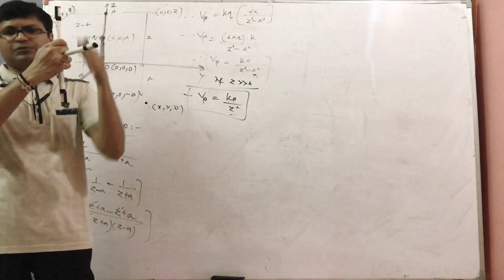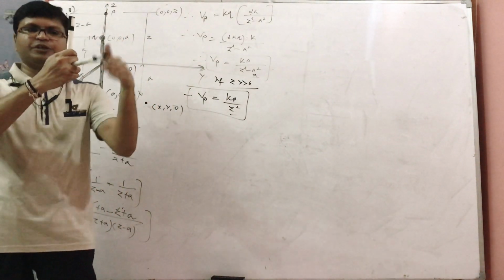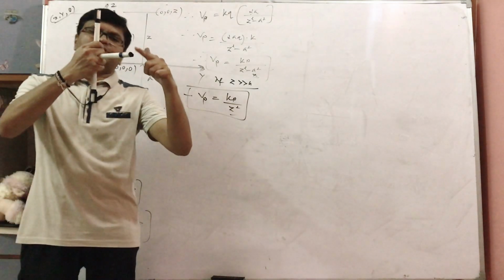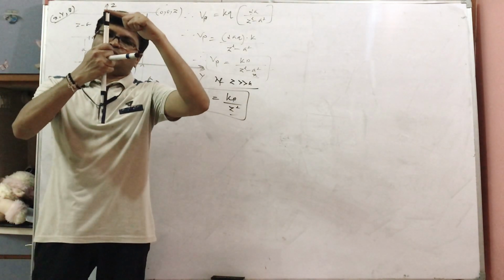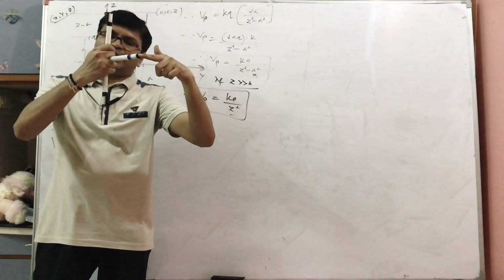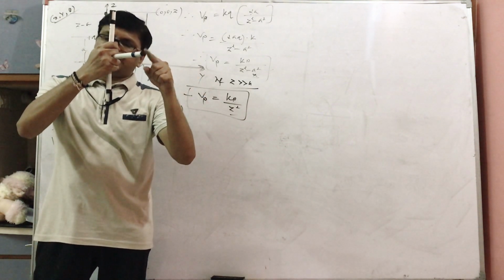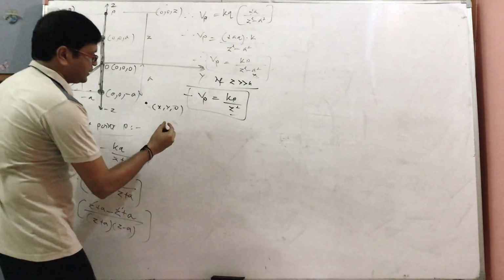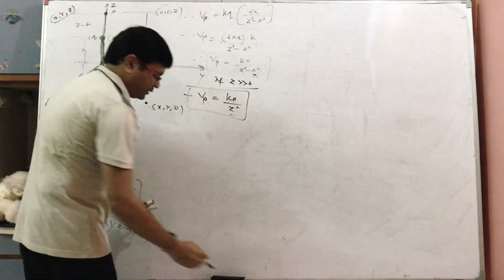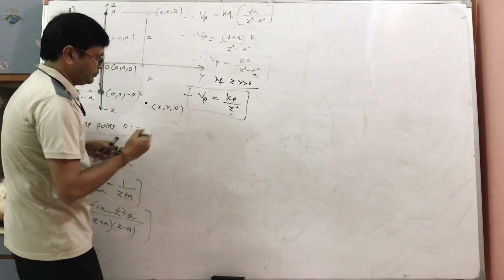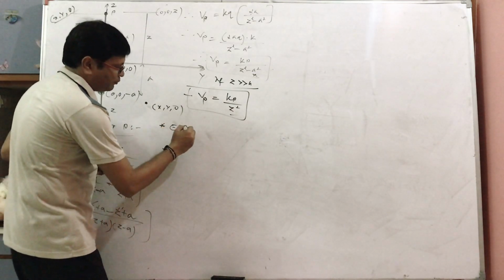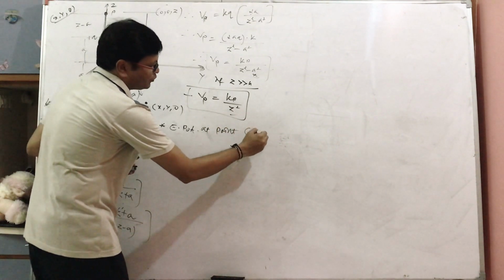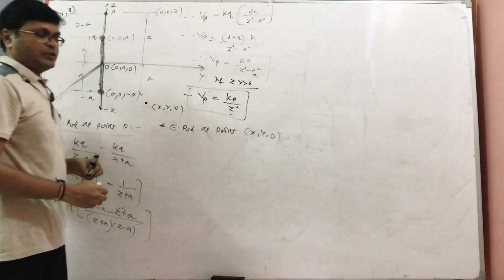The charge of both is q, and the distance of both is the same, but this is plus q charge and this is minus q charge. What is the potential at this point S because of this plus q charge at a distance r? kq by r. And what is the potential at point S because of the negative charge? It is minus kq by r. So I can write here simply electric potential at point xy0 equals.